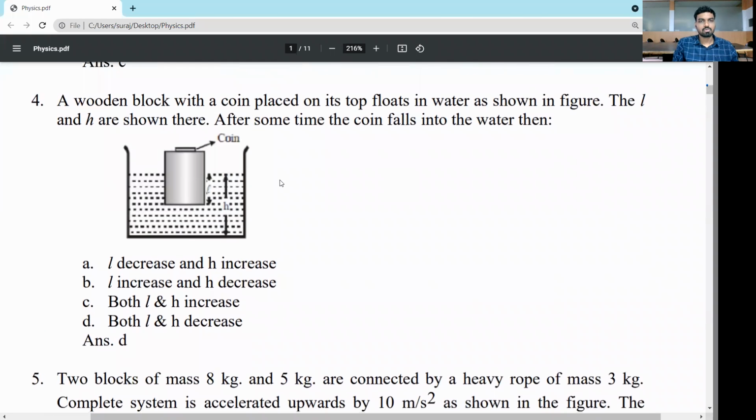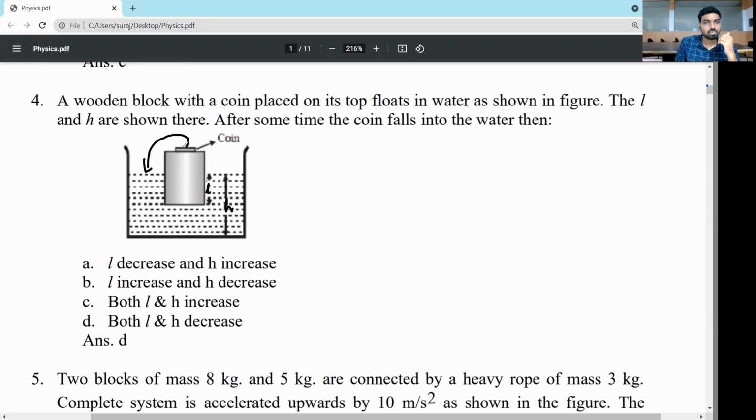A wooden block with a coin placed on its top floats on the water as shown in the figure. L and H are shown here. After some time, the coin falls into the water. Then, see, if the coin falls into the water, what happened?